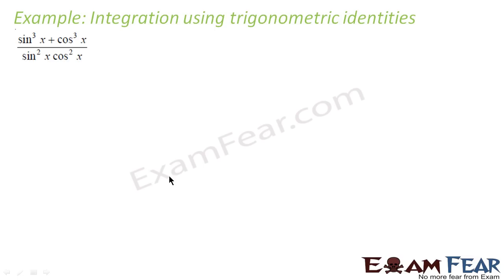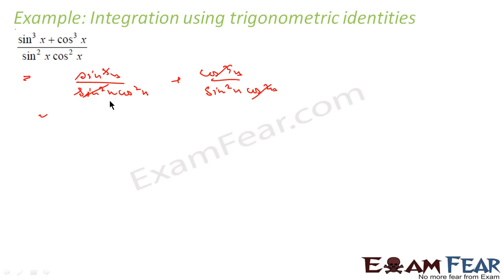Let's take this question. It looks complex, but if you see, this is sine cube by sine square cos square and cos cube by cos square sine square. So let's just break this. This becomes sine cube x by sine square x cos square x, plus cos cube x by sine square x cos square x, right? And here sine square and sine cube cancel, and cos square and cos cube cancel. You get sine by cos square x and cos by sine square x. Let me write here: sine x by cos square x plus cos x by sine square x, dx. Both are integrated, and this is the value of I.